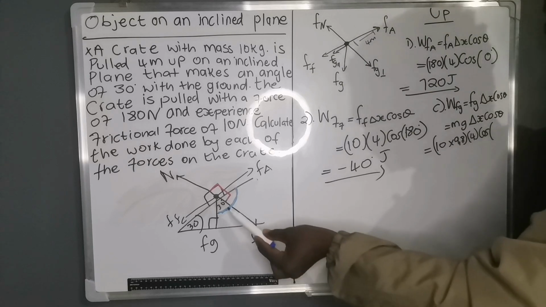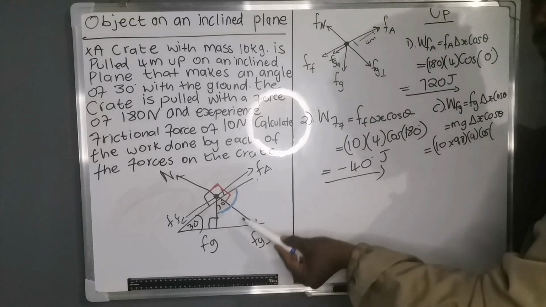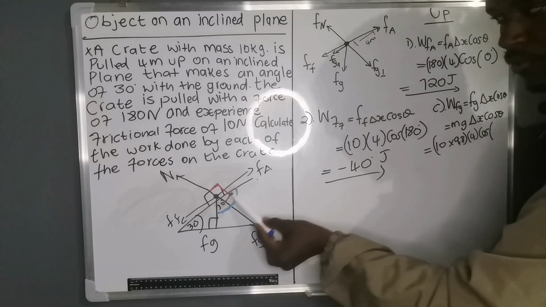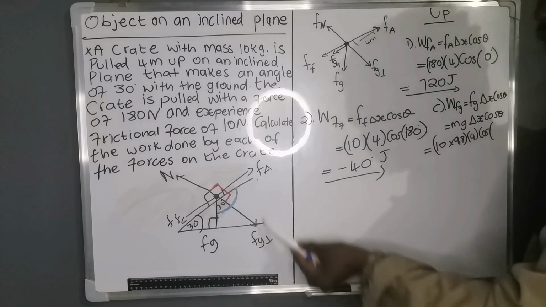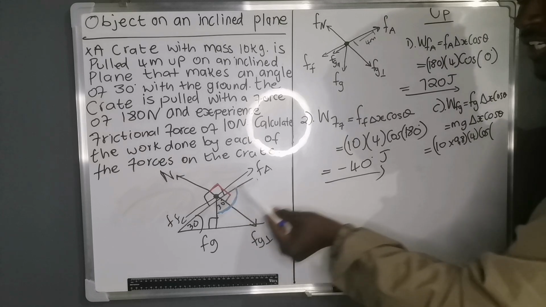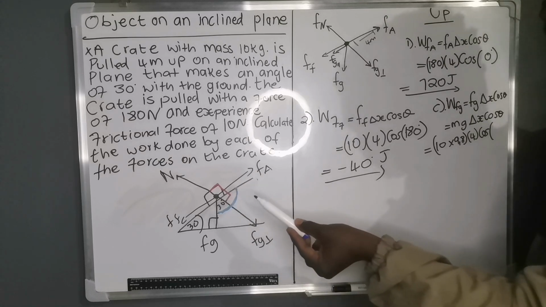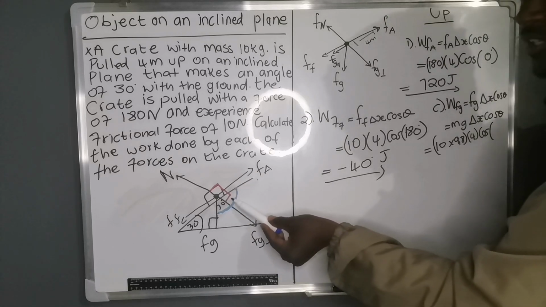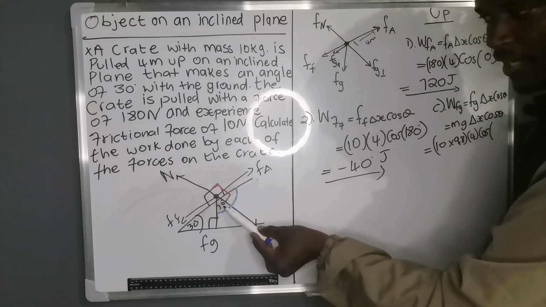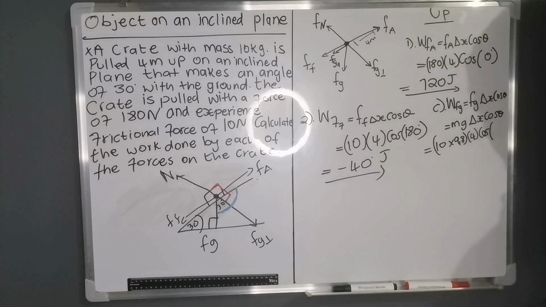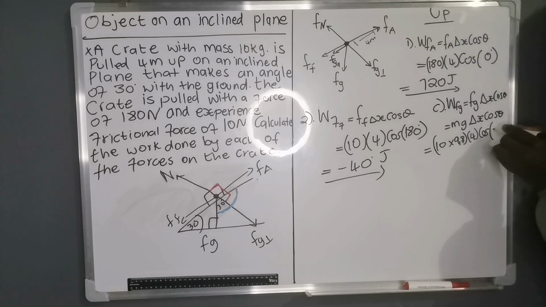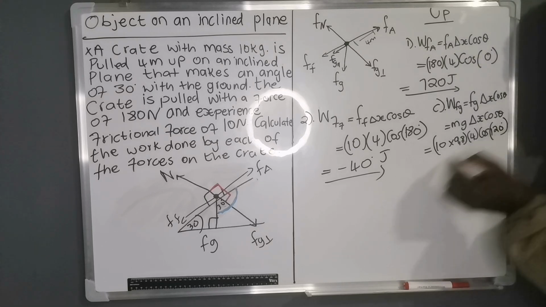So what is the value of this angle? We said the angle between Fg perpendicular and displacement is 90 degrees. Therefore, if I measure that angle there, 90 degrees plus 30 degrees is 120. Therefore, I'm going to write 120 here. I hope you can see it, guys. So I'm going to write 120. Yeah, 120. This is the answer.